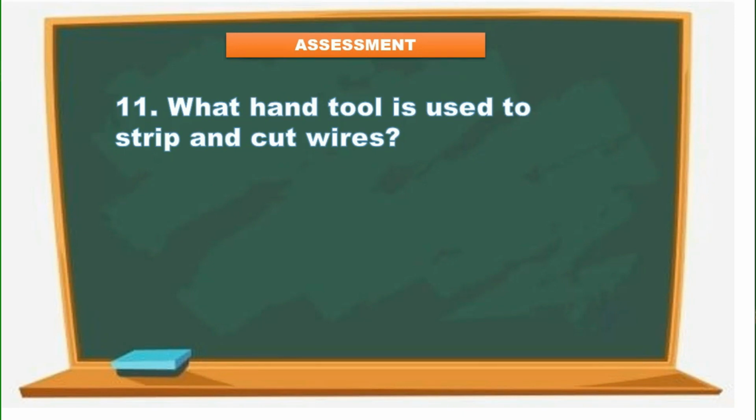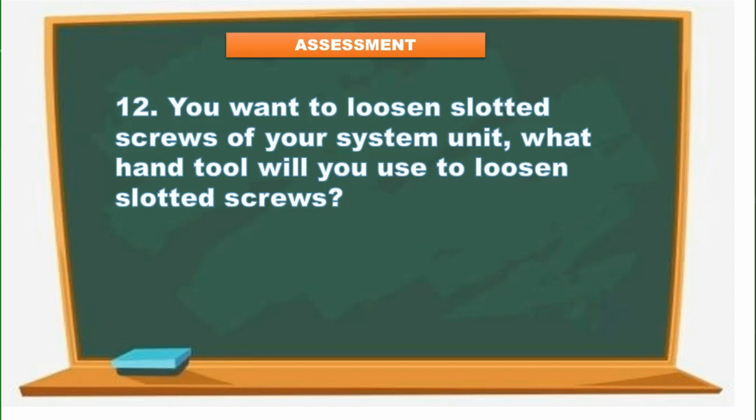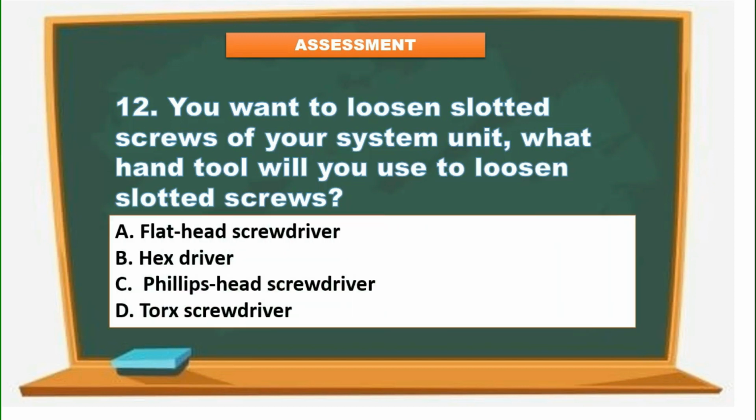Number 11. What hand tool is used to strip and cut wires? A. Crimping tool. B. Needle nose pliers. C. Tweezers. D. Wire cutters. Number 12. You want to loosen slotted screws of your system unit. What tool will you use to loosen slotted screws? A. Flathead screwdriver. B. Hex driver. C. Phillips head screwdriver. D. Torx screwdriver.